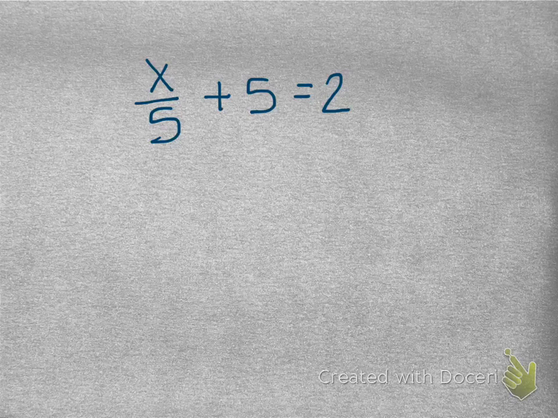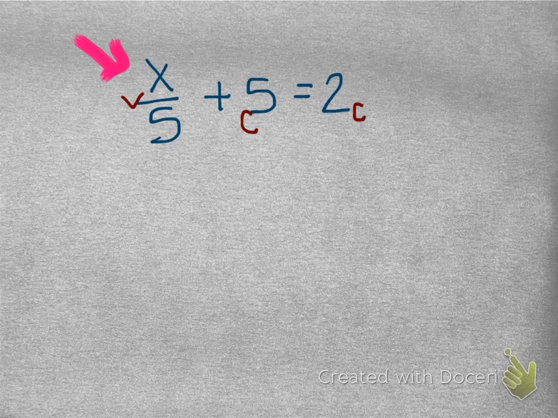Okay, here's another one. I'm going to label this right here. If you notice, this is a variable. It's kind of attached to that 5, so this whole term is considered a variable term. This is a plain regular number, so it's a constant. A plain regular number is a constant. Draw your line through your equal sign to split it in half.